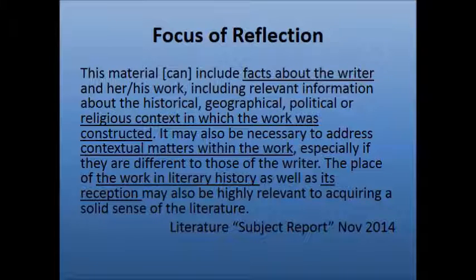First of all, the focus of the reflection itself, and again, I'm now citing the subject report from a year ago. This material can include facts about the writer, or it can include the religious, political, geographical, historical context in which the work was constructed. It may also be necessary to address contextual matters within the work. For instance, we'll see that in Siskin, it's important to talk about the Enlightenment and why that setting was chosen. And potentially placing the work in literary history in terms of its importance and how it shaped other work, or how it was shaped by other works at the time, and the way it was received by its audience. That's all good.